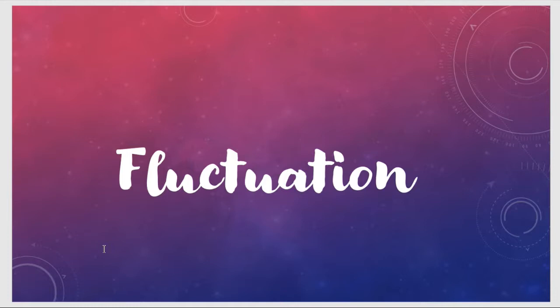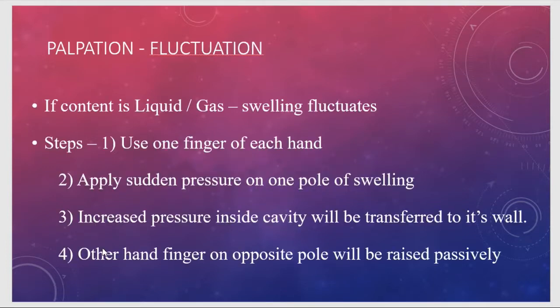And till now we have finished the rectangular box content. That's 7 points. And we are going to discuss this eighth one and subsequent 2 or 3 further points. The fluctuation part. Fluctuation is a test we are supposed to do if the content is liquid or gas, because any swelling containing a liquid or gas fluctuates. And how to do it? Fluctuation test.